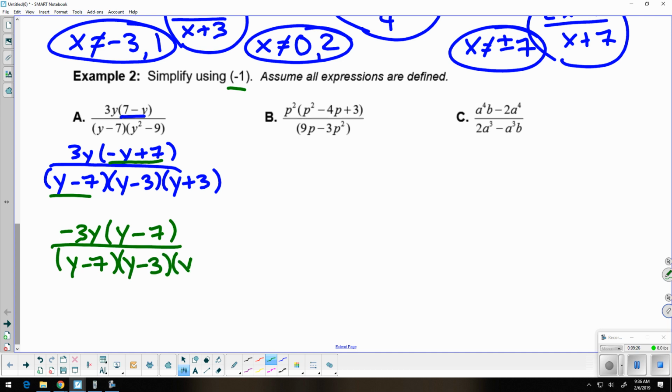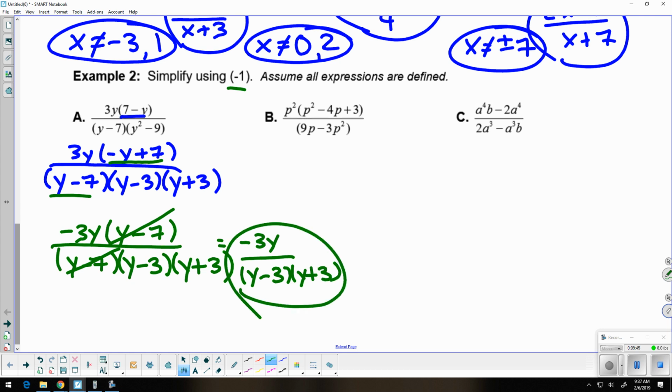Now that they're perfect matches, they have to be exactly the same. Matching up y minus 7, y minus 7. Boom, those cancel. So my final answer would be negative 3y on top over y minus 3, y plus 3. So nothing else reduces down. Nothing else is going to cancel. That would just be it.